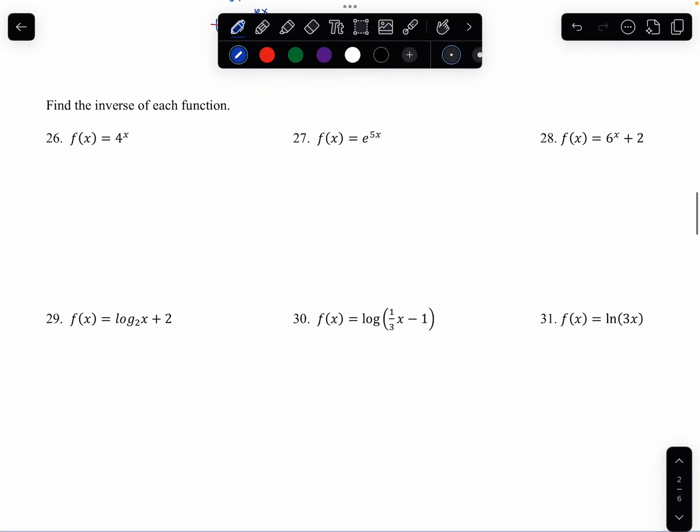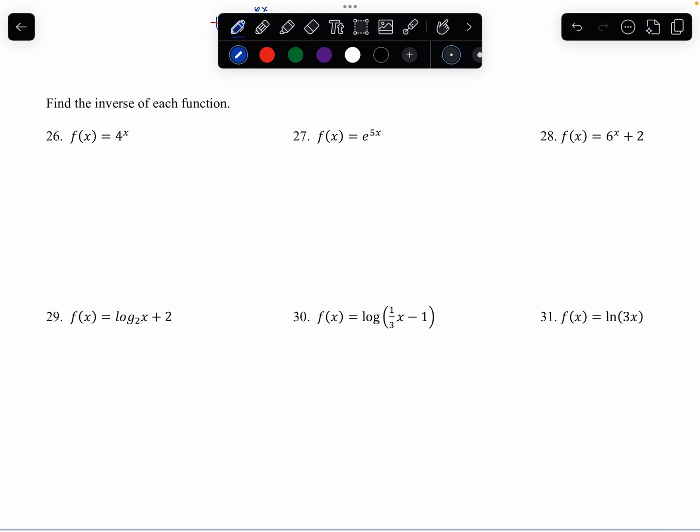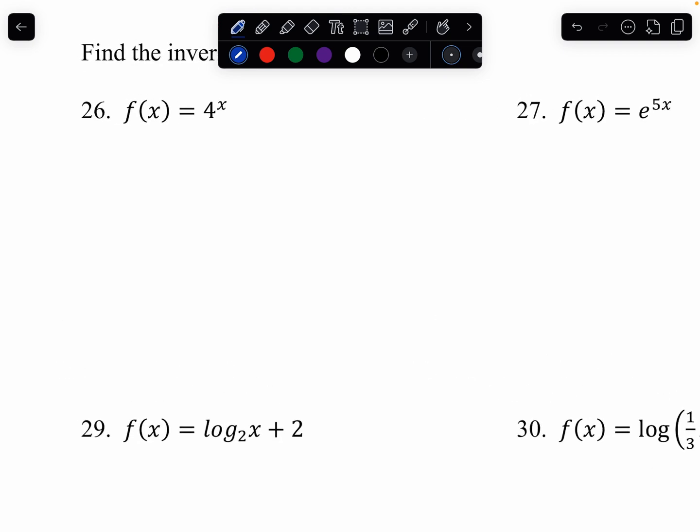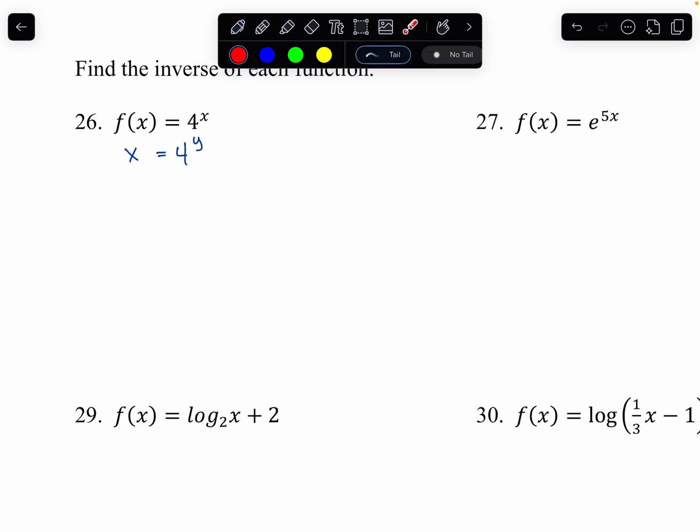The next couple ones are just doing inverse functions. So to find the inverse of this function, I'm going to switch x and y. Okay, and then I need to get y by itself, but it's inside the power of this exponential. So I'm going to do a log base 4 on both sides, and that's going to cancel out here, leaving me with y, and then this will just be a log base 4 of x. So this would be my answer.